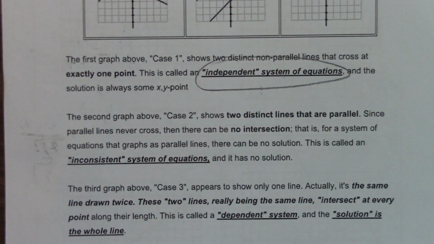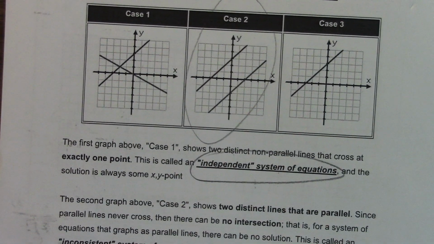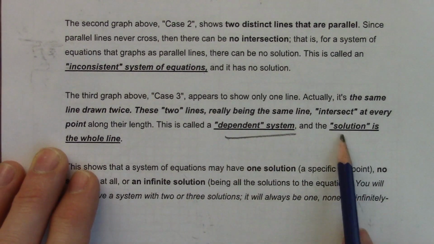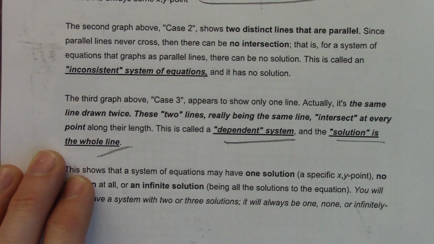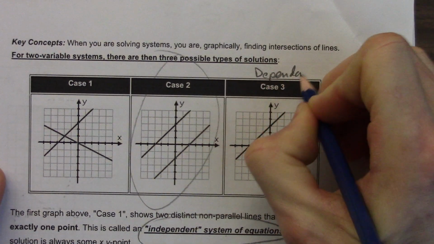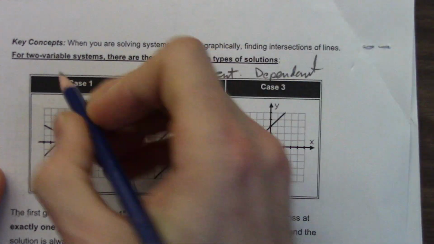So if I ask this on a quiz, what is an independent system of equations? Adrian? Where 2 different lines get to exactly 1 point. Yes, perfect. What is an inconsistent system of equations? Case number 2, RC. 2 lines that are parallel. Perfect. And if I ask you, what is a dependent system, where the solution is a whole line? Okay, that is a dependent system. So case 3, dependent. Case 2, inconsistent. And case 1 is independent.